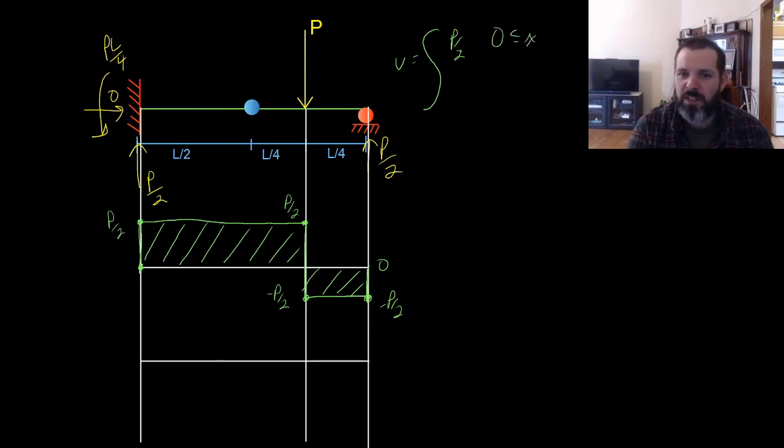3L over 4. It is minus P over 2 from 3L over 4 is less than x is less than or equal to L. And we have a jump here at 3L over 4.